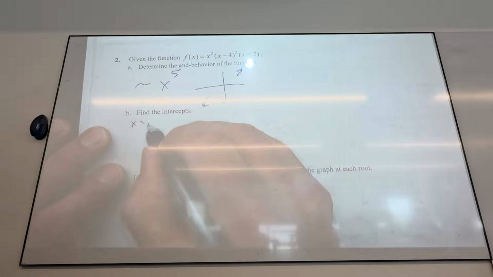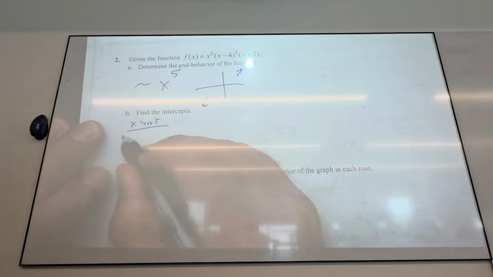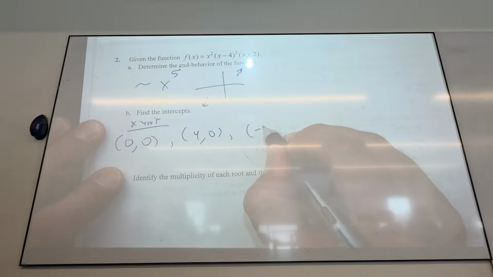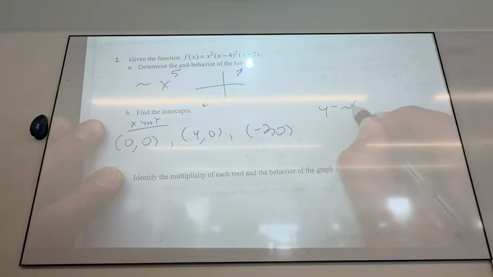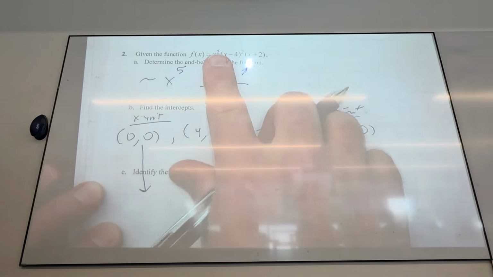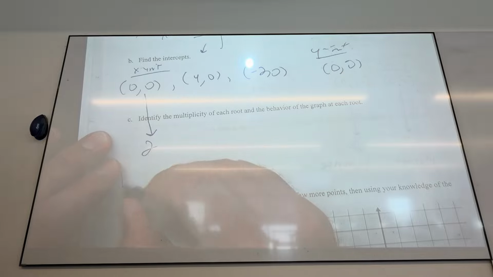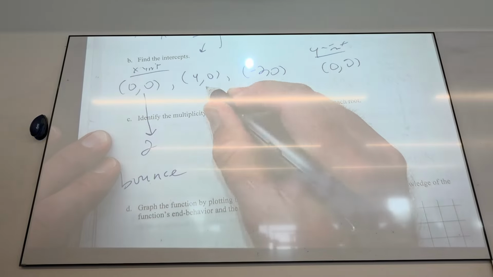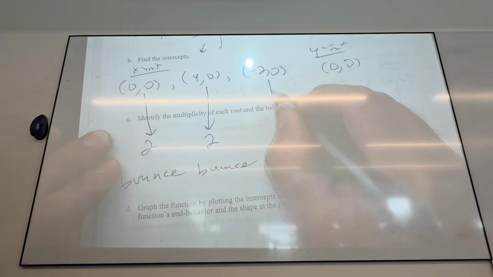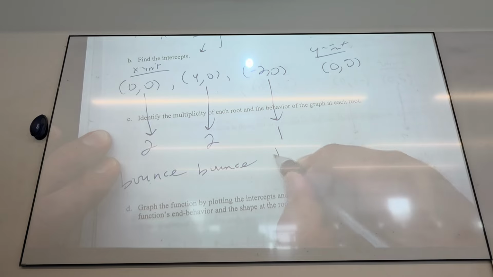Intercepts. What are the x-intercepts? 2, 0. Yeah, 0, 0. 4, 0. Negative 2, 0. What's the y-intercept? 0, 0. The behavior: what's the multiplicity at 0? It's 2, so it bounces. 4, 0: 2, so it bounces. And negative 2, 0: 1, so it goes through.